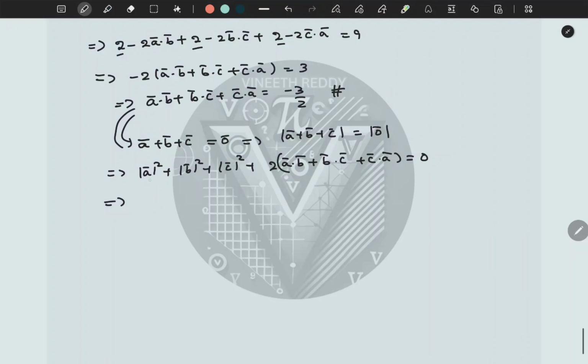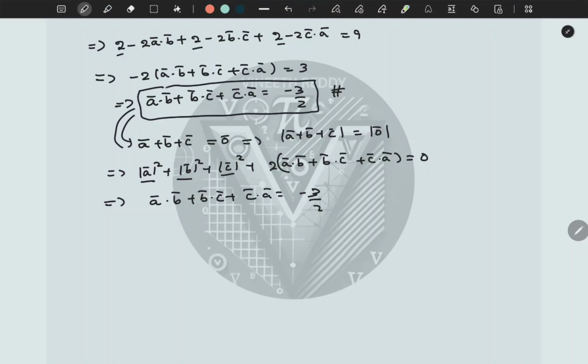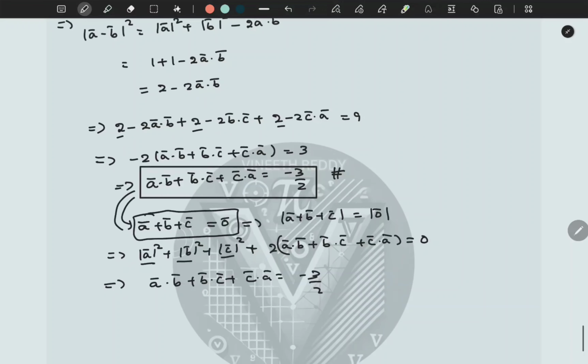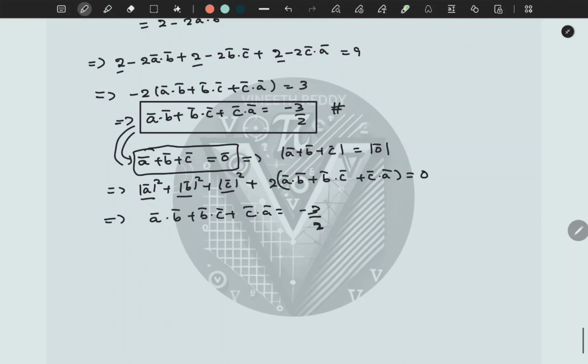So from here, this will be 1, this will be 1, this will be 1. 1 plus 1 plus 1 is 3. So ultimately, can I say a dot b plus b dot c plus c dot a is equal to minus 3 by 2? Yes. That means this is only true if a, b, c are 3 unit vectors, right? So this is a very, very important step, dear students. Now, if you could identify this, the question could have been done in 2 steps, right? Because a plus b plus c is a null vector.